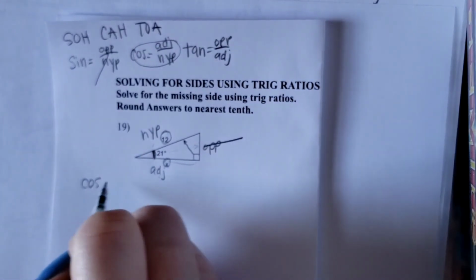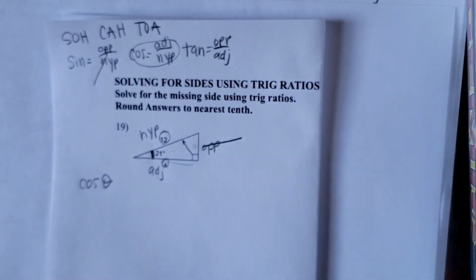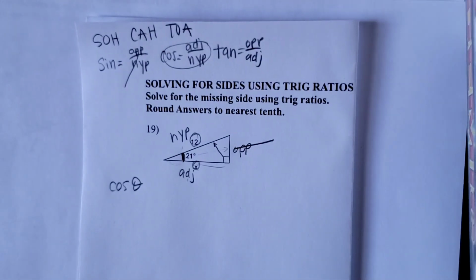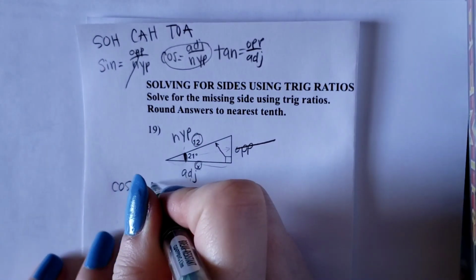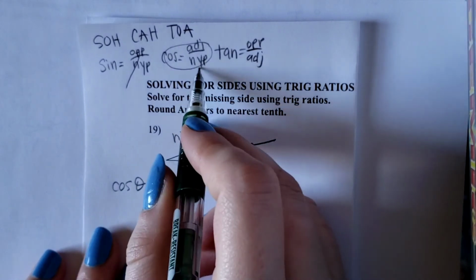So I'm just going to say cosine, and we can use theta. That's usually what they use in books or any other papers. This makes it a little confusing sometimes, but once you understand what it means, it's simple. So I'm going to write it and then I'll explain it. And it's equal to adjacent over hypotenuse.